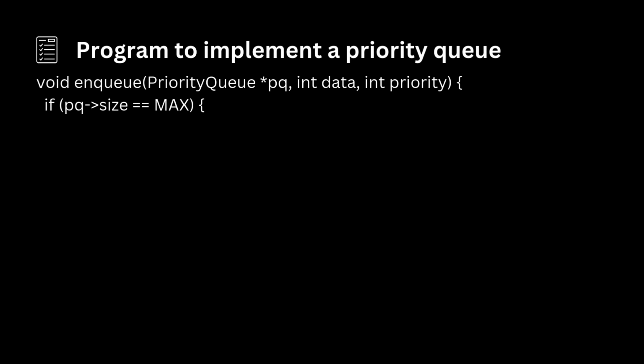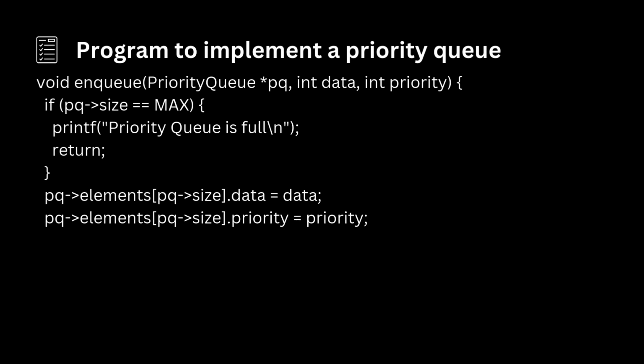It starts by checking if the priority queue is already full. If the current number of elements in the queue is equal to max, that is the maximum capacity of the queue, it prints a message indicating that the priority queue is full and then it returns without adding the new element. If the priority queue is not full, it proceeds to add the new element.